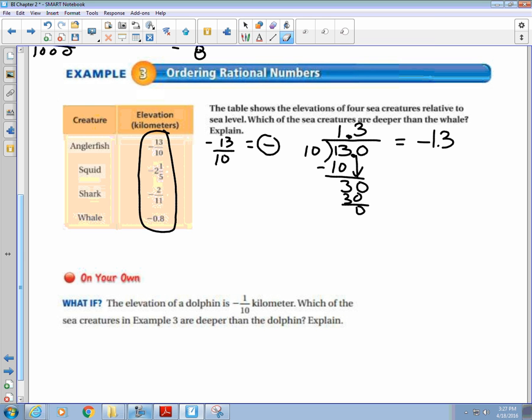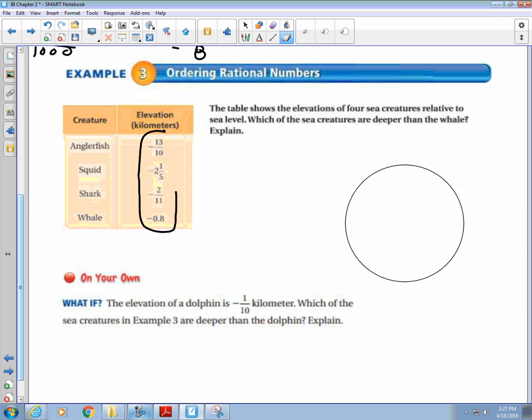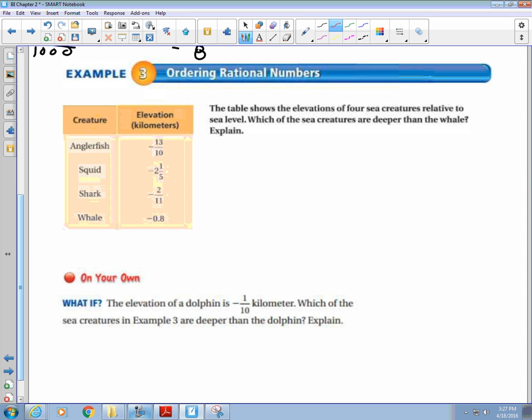I'm going to erase this so I can do the other ones that are here. Oops, didn't mean to erase all that, but let's get rid of the whole thing. So this is equal to negative 1.3. All right, so let's do the next one.